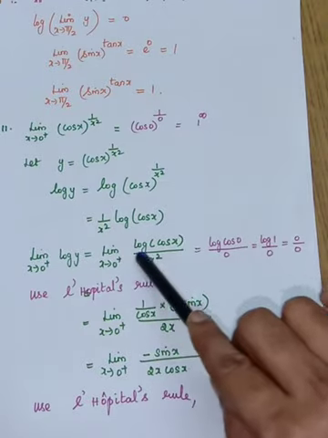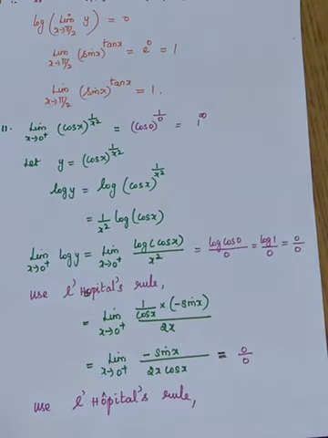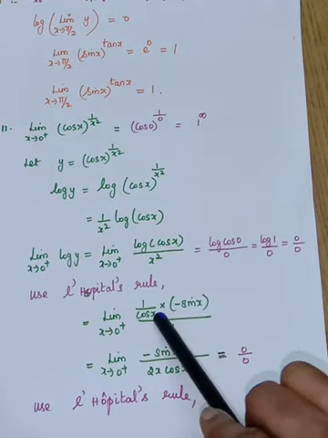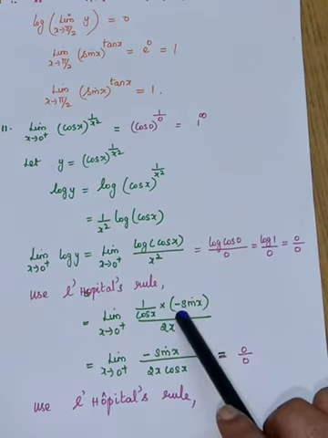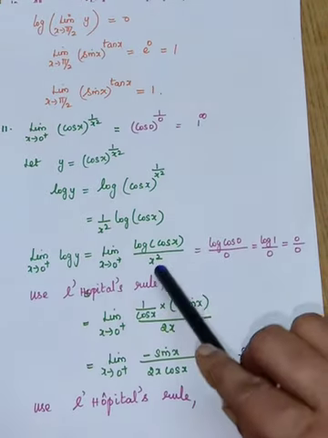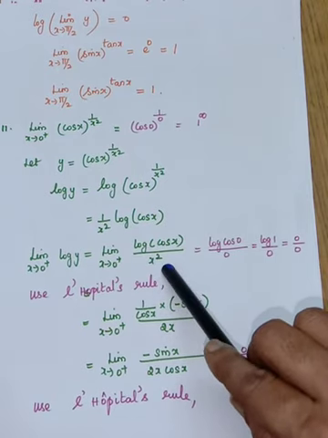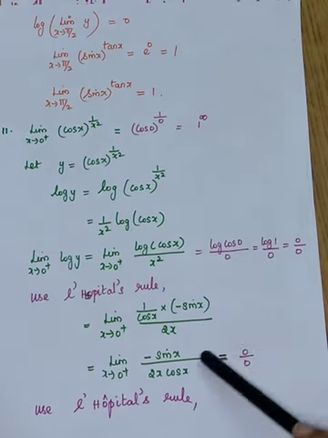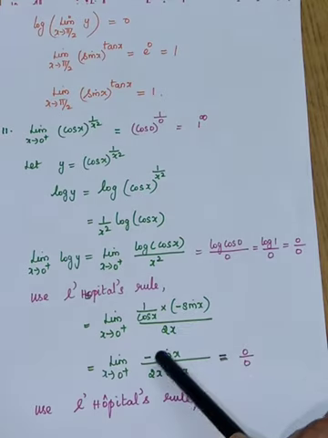You have to differentiate the numerator. Again it is in the form of log of cos x, so you have to use the chain rule. The first step is 1 by cos x. Then the differentiation of cos x is minus sin x. In the denominator, x squared. What is the differentiation of x squared? That is 2x. So when you arrange, it will become minus sin x by 2x cos x.